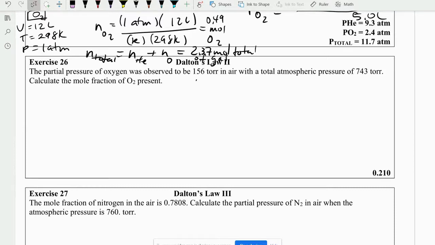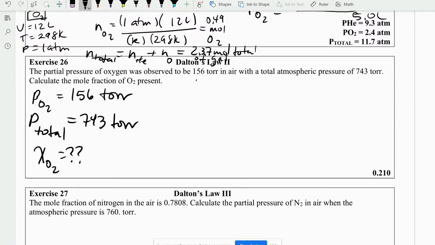Exercise 26 is also another Dalton's law practice problem here, and it is saying the partial pressure of oxygen is observed to be 156 torr in the air, with a total atmospheric pressure of 743 torr. Calculate the mole fraction of O2 present. Again, I'm always going to encourage that you pull out the information that was given to you in the problem.